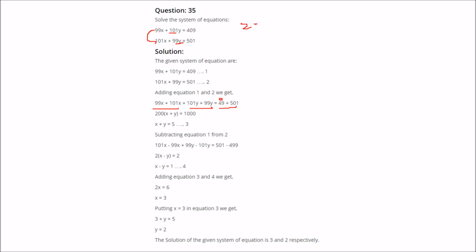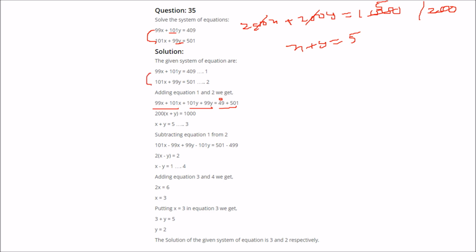Now divide the whole equation, that is 200x plus 200y equal to 1000, by 200. This gets cancelled, this gets cancelled, and 200 fives are 1000. So you get x plus y equal to 5. This is one of the equations. Now we have a very simple equation, and one more equation we intend to find.